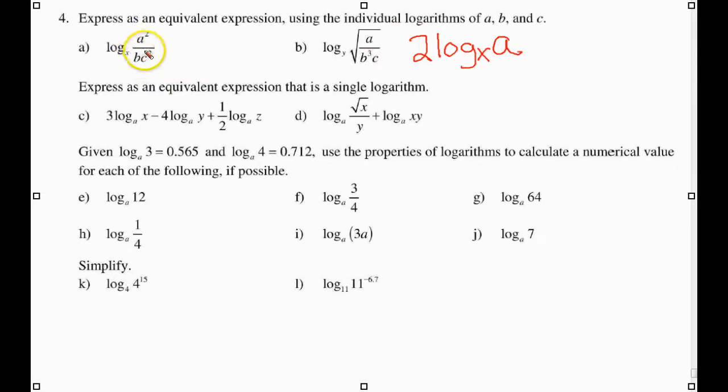Now, since these are division, we're going to use subtraction now of this first one, log base x of b, and here we have an exponent, so it's going to be negative 2. That is that exponent that's going to go out in front, log base x of c. Notice I'm writing smaller because I'm running out of room. Okay, so that's the first one.